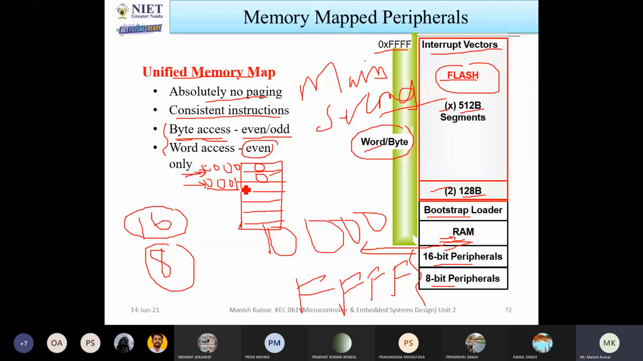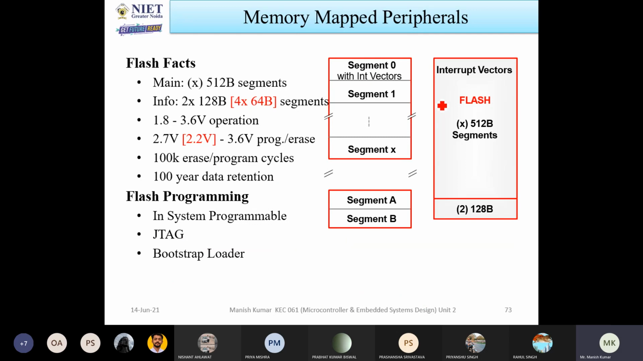Now we will see the 512 byte and 128 byte. This will be written as 2 and this is written as x. So you have to understand the meaning of each. Now this whole is a flash memory and this is also called the interrupt vector. Why is it called interrupt vector? Since these memory locations you can also use as an interrupt.